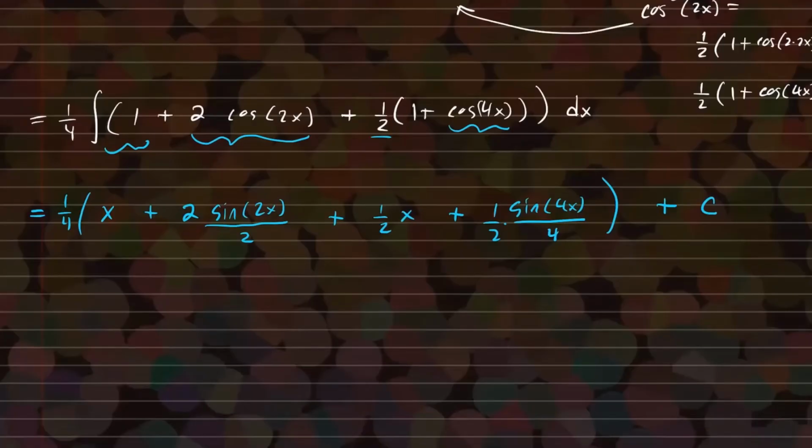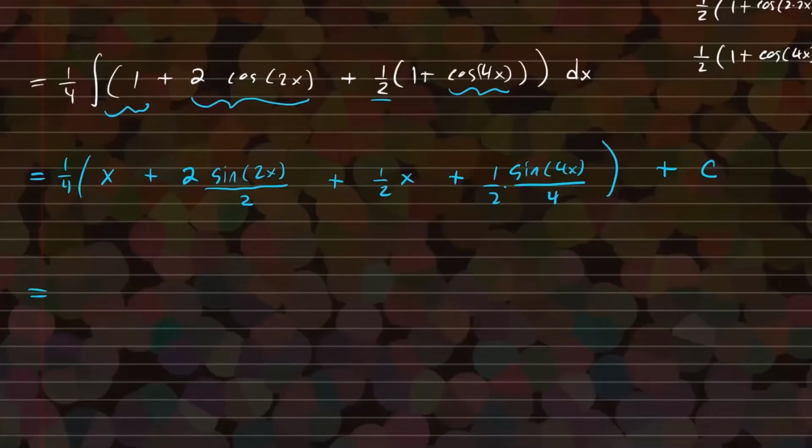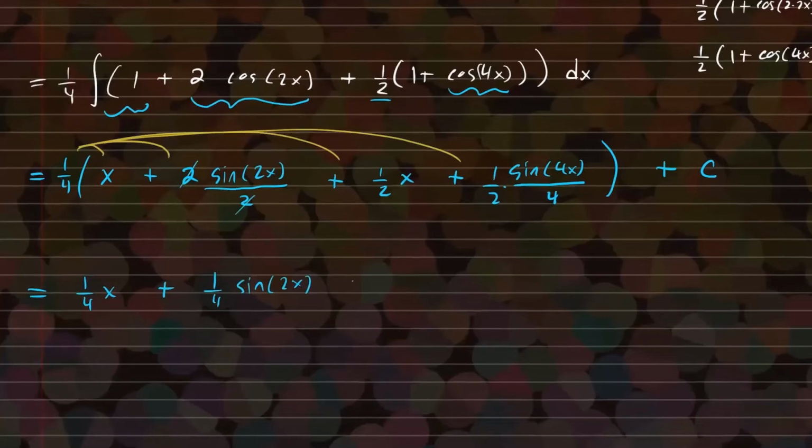Now let's distribute the constant in the front. If I distribute the 1/4 out, I get 1/4 x plus, now here these will cancel out, so you just get 1/4 sine of 2x. And then 1/4 times 1/2 x is 1/8 x. Plus, now here I'm going to combine these two: that's 8, and then times this 4 on the bottom, that's going to be 32. So we have 1/32 sine of 4x plus C.